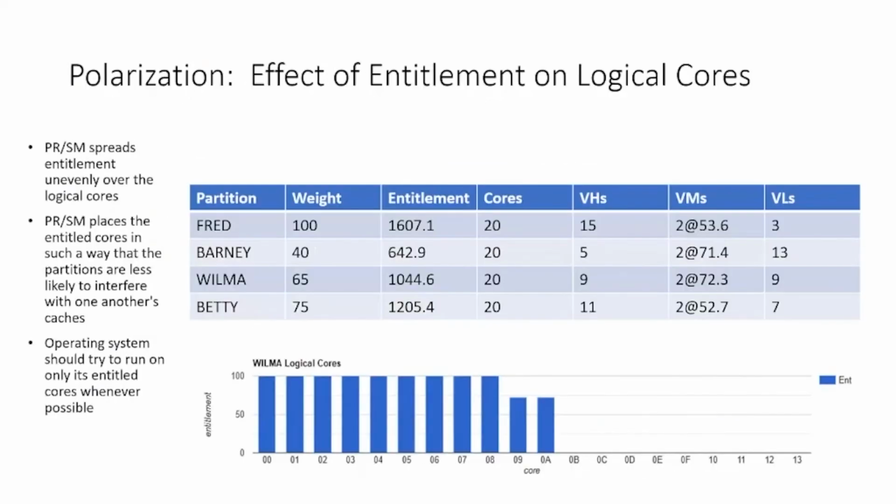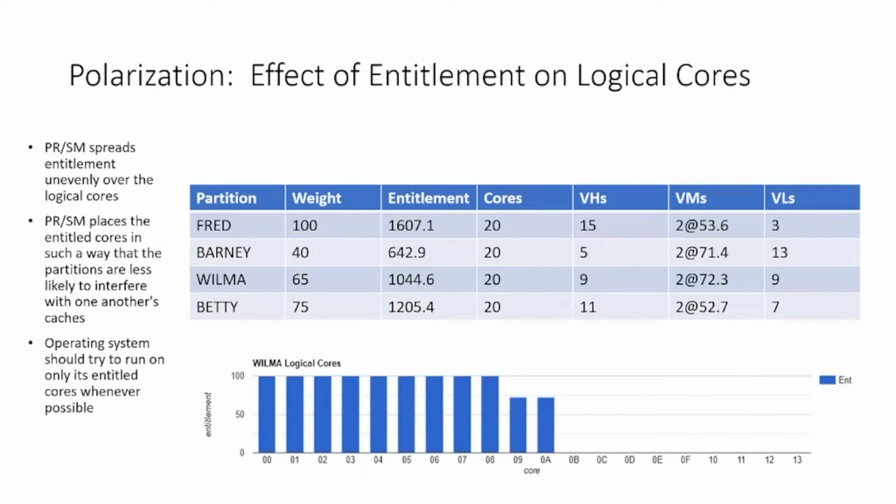So what does PRISM do with that entitlement? What it does is it spreads that entitlement over the logical cores defined for the partition. You might think that every logical core is entitled to the same amount of power. In partition Fred, for example, you might think that Fred's entitled to 16 cores worth of power, and that's evenly spread over all the logical cores defined, but that's not the case.